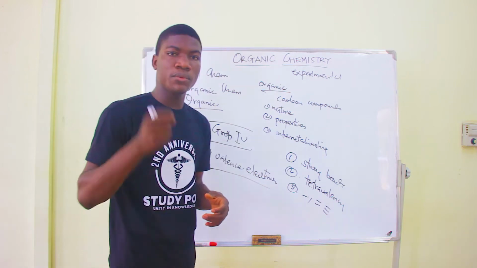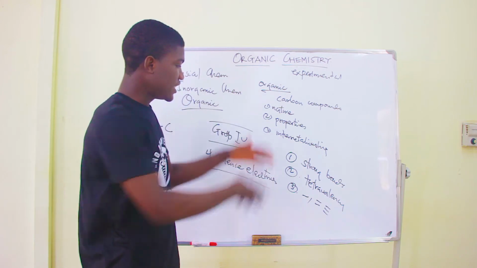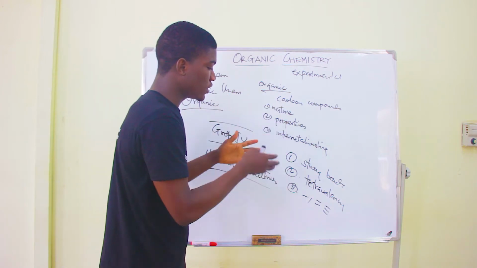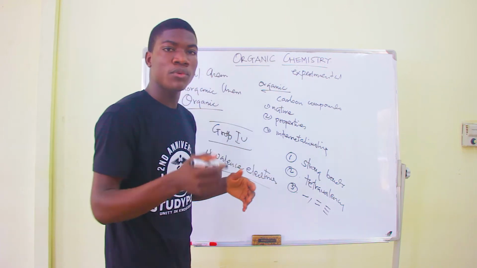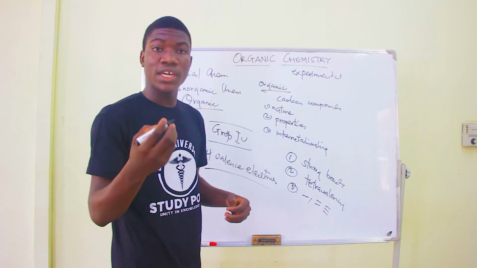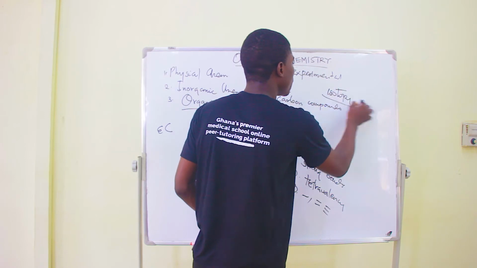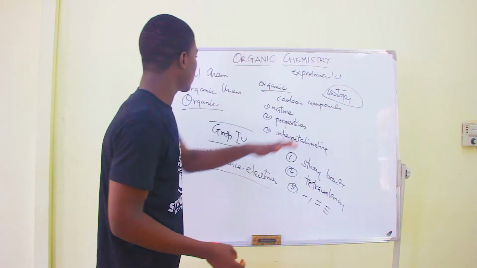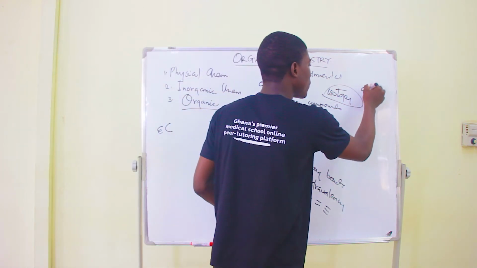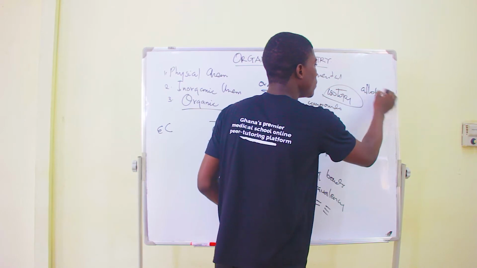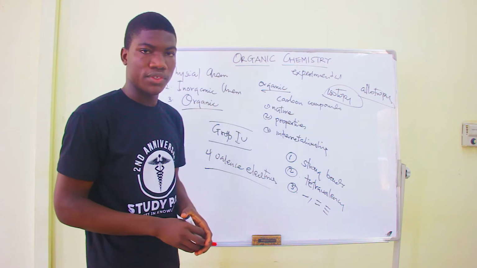Oftentimes, people tend to confuse these properties, such as the formation of strong bonds, the tetravalency, and the formation of single and multiple bonds, with the fact that we are studying organic chemistry because of isotopy. No, we don't study organic chemistry because of isotopy. In fact, isotopy falls under physical chemistry. We also don't study organic chemistry because of allotropy. No, we don't. These are all under physical chemistry.